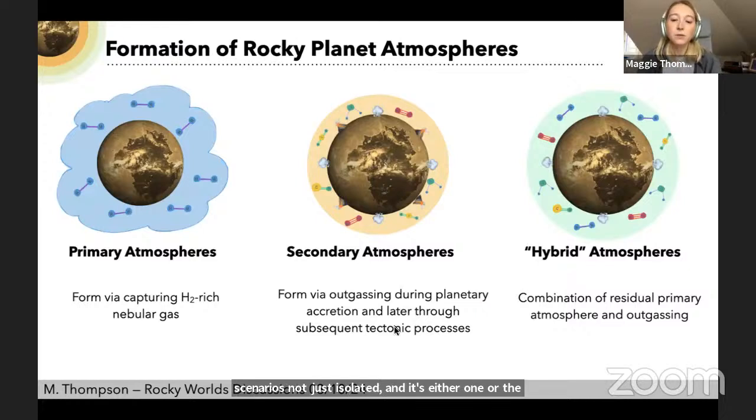So these are atmospheres that form through a combination of both nebular gas and also outgassing from a planet. So calling them hybrid atmospheres here. And this could be important also for lower mass rocky planets, at least early in their evolution.